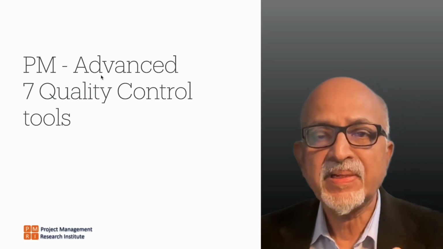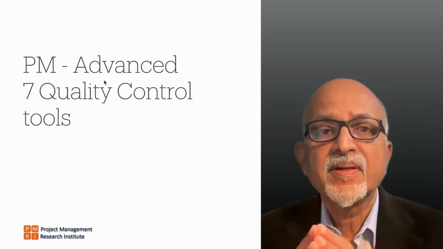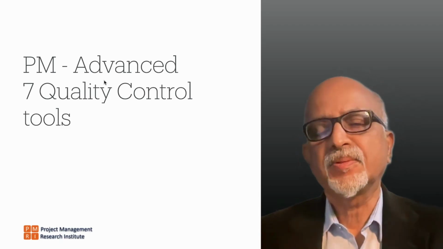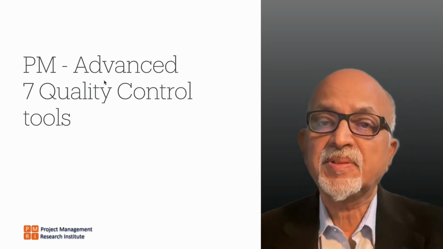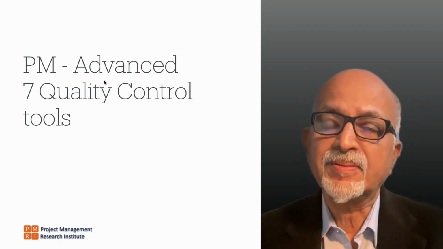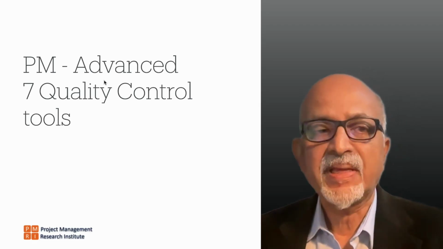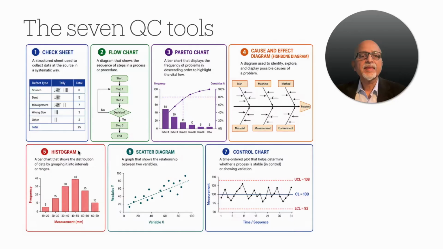In this lesson, we will be discussing the 7 quality control tools, which is also known as the 7 QC tools. These are great management tools for project managers to really leverage for effective project management. These are the 7 QC tools. We have the check sheets, then the flow charts, Pareto chart, cause and effect diagrams, histograms, scatter diagrams, and the control chart.